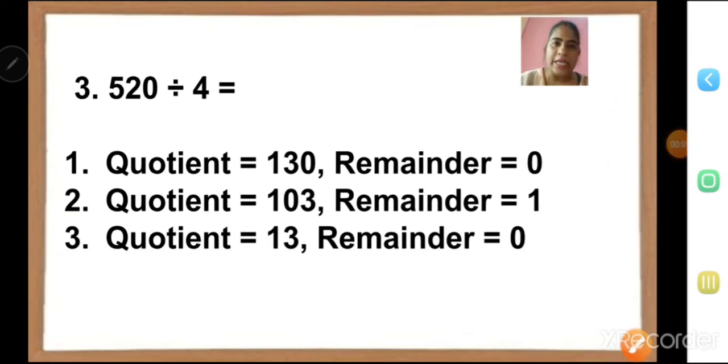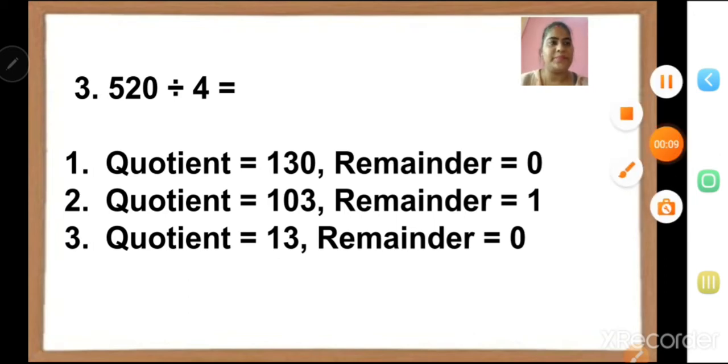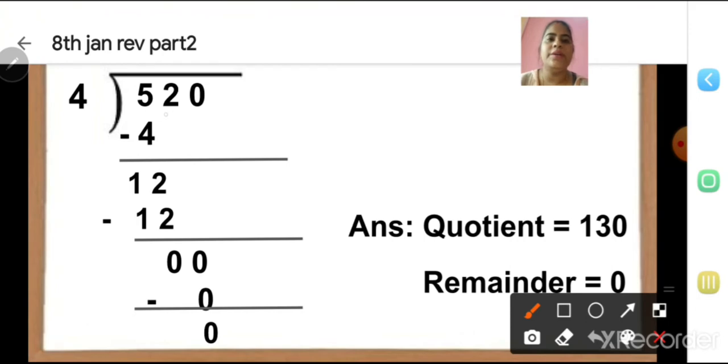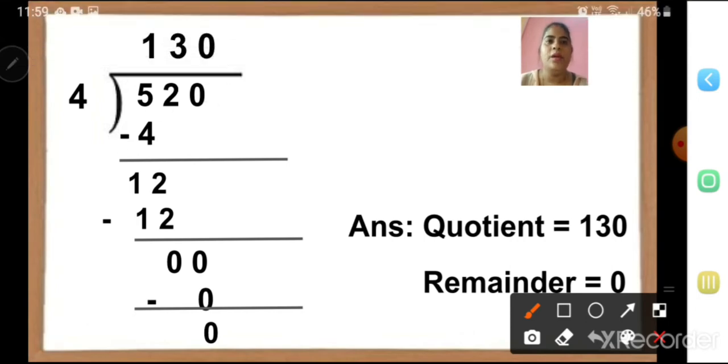Third one is 520 divided by 4. Let us divide. Children, this sum I have already done for you. Let us go through it. 520 divided by 4. 4 ones are 4 here. Okay. 5 minus 4 is 1. And number 2 we will write here down. 12. Okay. Then 4 3s are 12. Correct. Then we'll subtract. 12 minus 12 is 0.